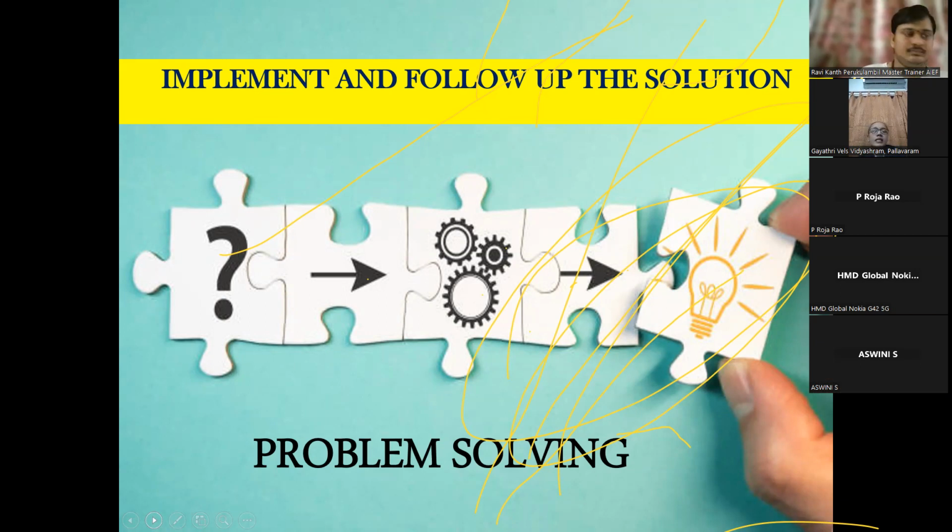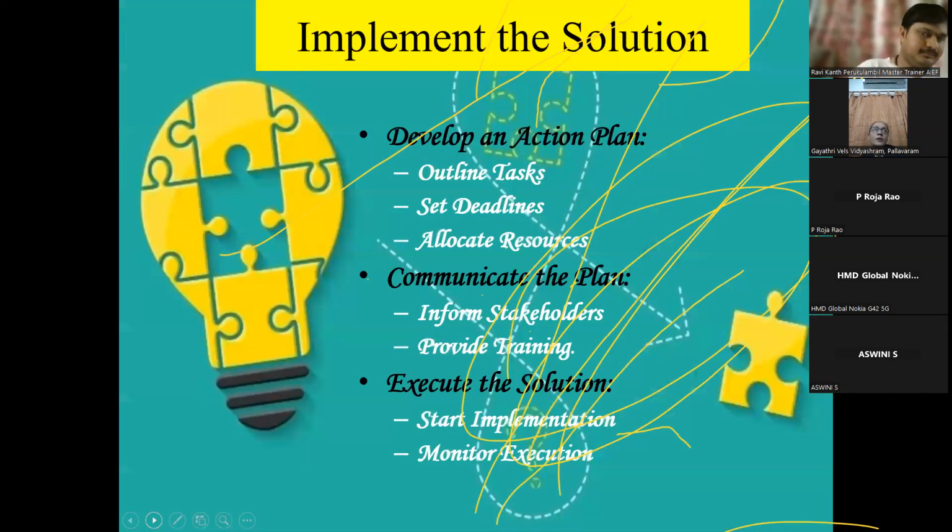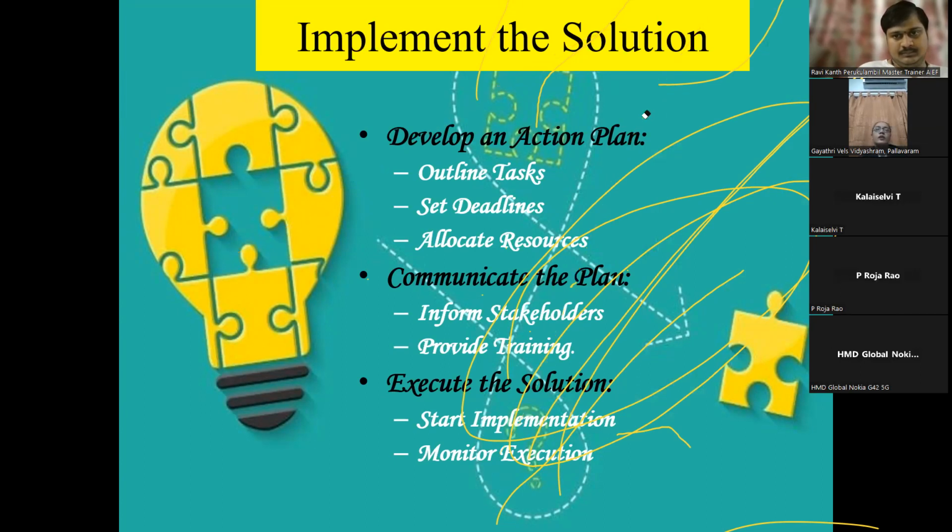Next slide, sir, please. When we are implementing, we have 3 basic steps. Can anyone read the basic steps which are highlighted in black color? Develop an action plan. Communicate the plan. And execute. Yes, thank you, participants.